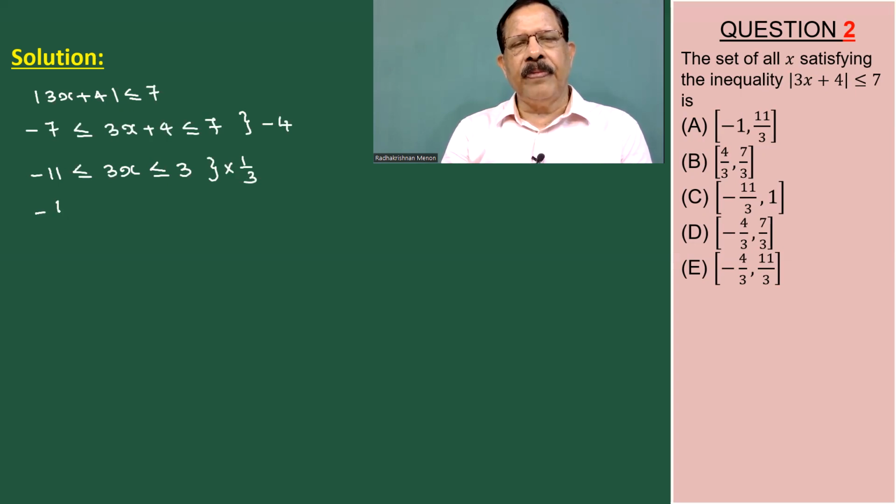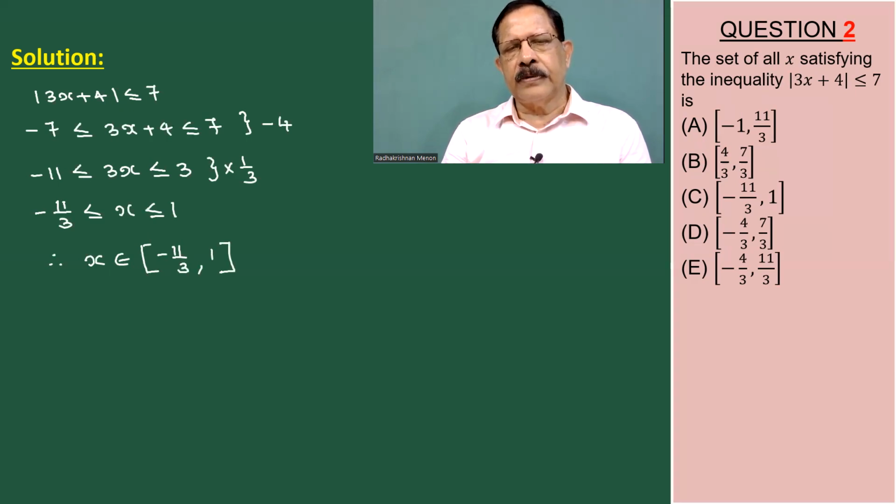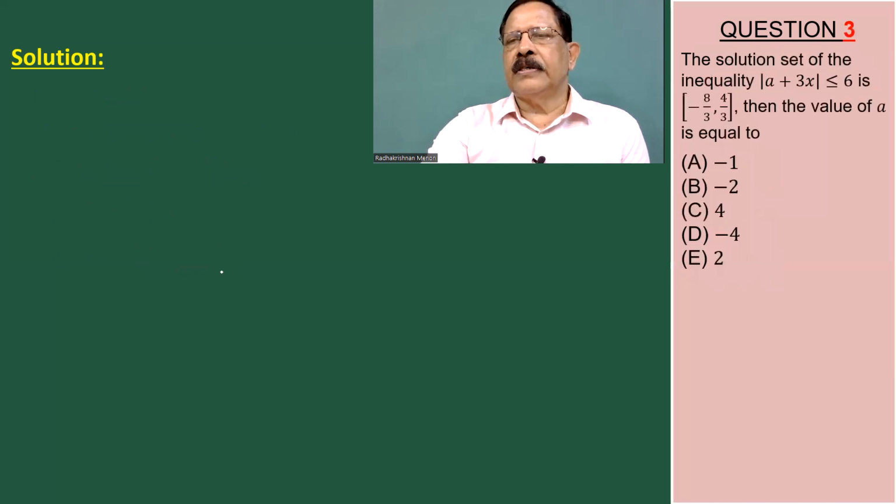So we are getting -11/3 ≤ x ≤ 1. Therefore, x lies in which interval? The closed interval [-11/3, 1]. So the answer is option C. The closed interval [-11/3, 1]. Okay. Now the third question.